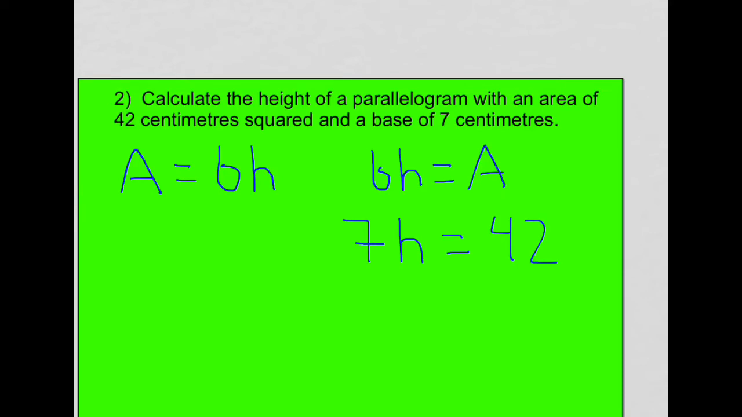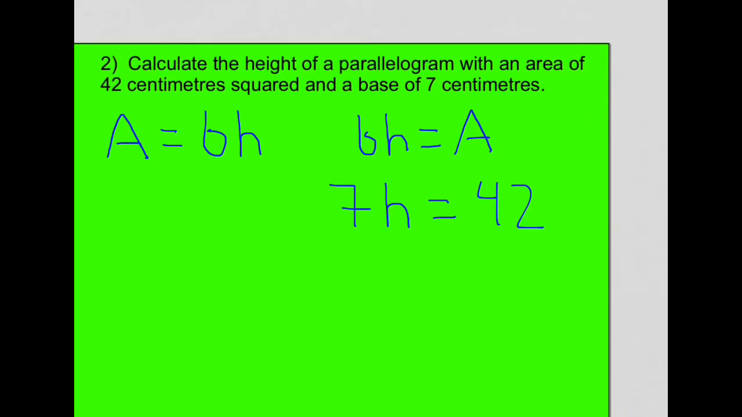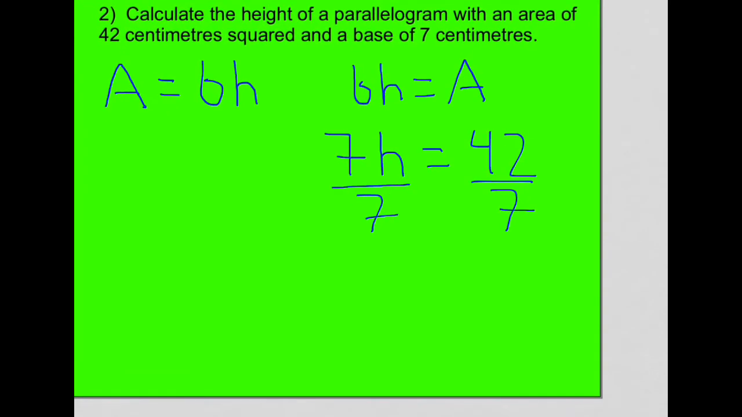Now if you remember how to solve math equations with multiplication, you do the opposite of multiply by 7, which is divide by 7. Divide by 7 there, divide by 7 there. 7 divided by 7 gives me 1H, and 42 divided by 7 gives me 6. Or I might say that H equals 6 centimeters.